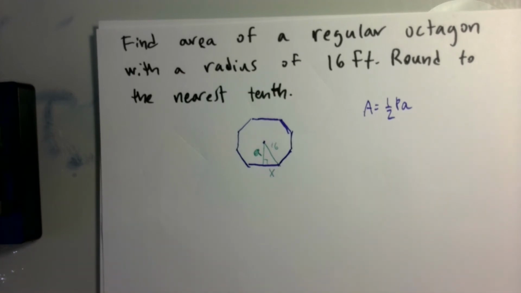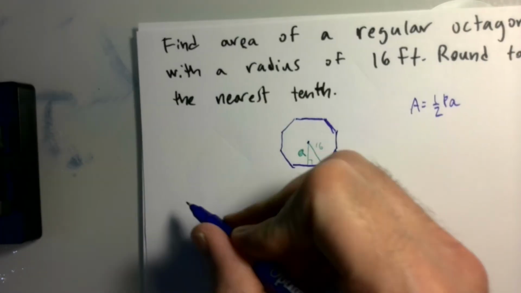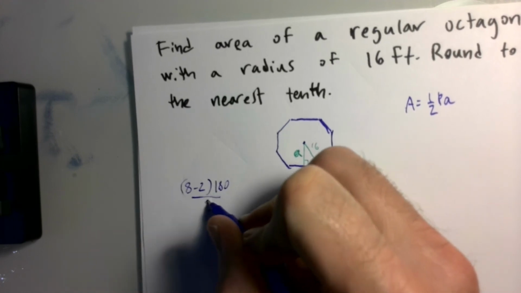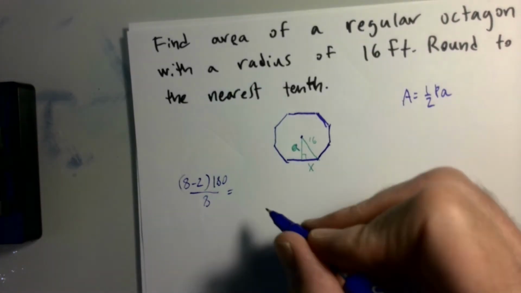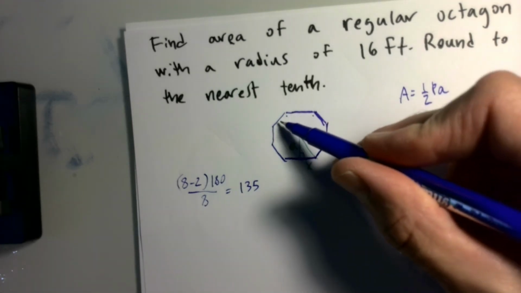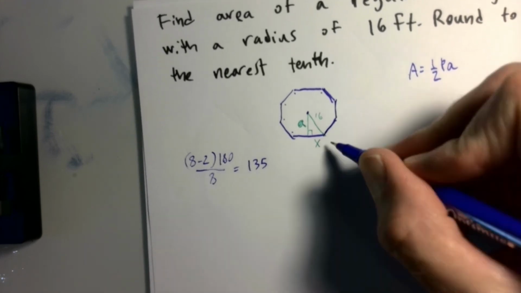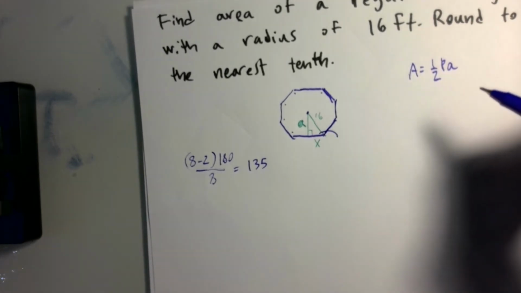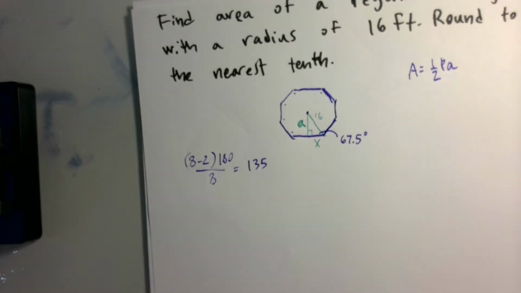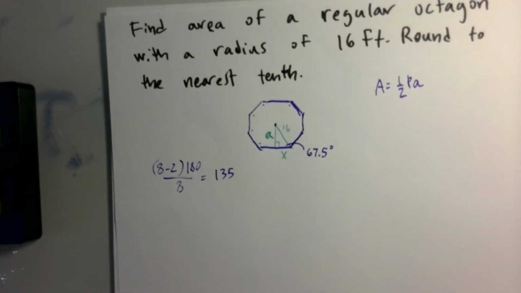So finding this angle here, I'm going to first find the measure of each angle, n minus 2 times 180 divided by n, and if you work that out, you should get 135. Okay, so that tells you the measure of each interior angle is 135 degrees. This radius is going to bisect that, so this angle is 135 over 2, or if you want to use a decimal, it should be 67.5 degrees. Okay, so we're going to now be able to set up our equations using sines, cosines, or tangents.